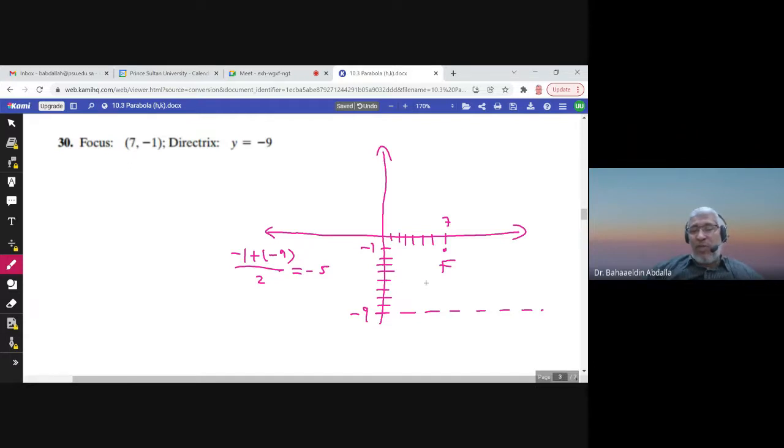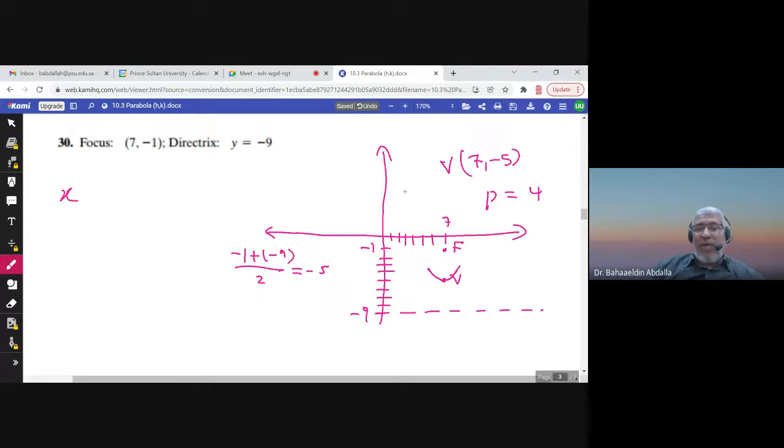So this point is the vertex. So the vertex has coordinates 7 and -5. 4 units between the vertex and the focus, 4 units between the vertex and the directrix. So P is 4. The vertex is here and the directrix is below, so the graph opens up and P is positive. But the equation is x squared, not y squared.